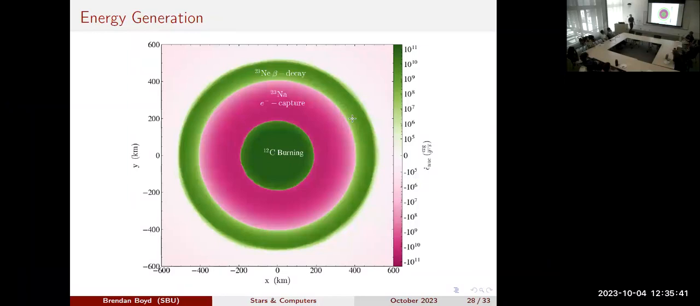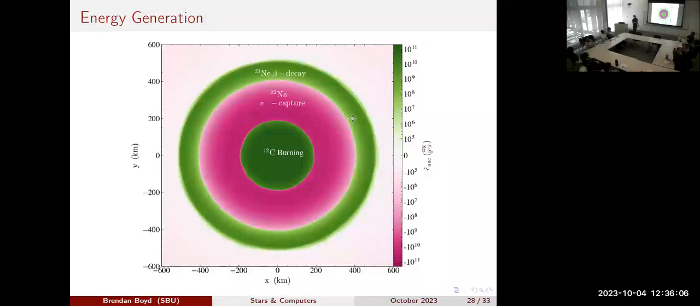So what are some of the consequences of this? This is a plot of the energy generation. It's cleanly divided into three separate regions, which is very handy. We have the interior, where carbon burning is driving the convection, and that's the most dominant source of energy that we get out of all of this.